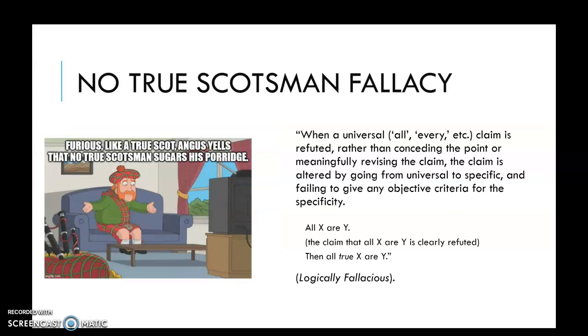The no true Scotsman fallacy tries to exclude a position with an appeal to purity. The classic example of the no true Scotsman looks like this. Person A: no Scotsman puts sugar on his porridge. Person B: but my Uncle Angus is a Scotsman and he puts sugar on his porridge. Person A: but no true Scotsman puts sugar on his porridge.